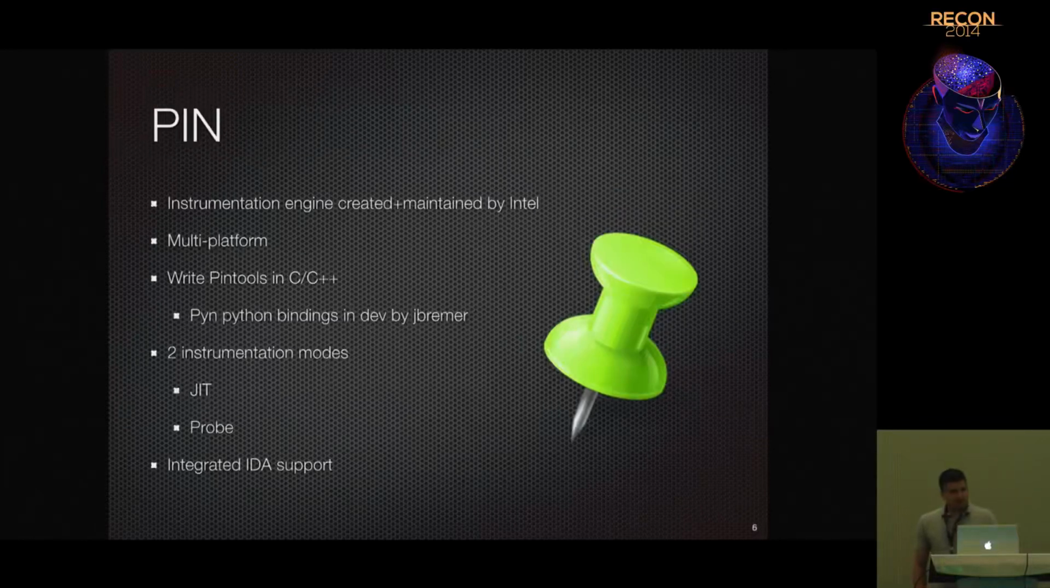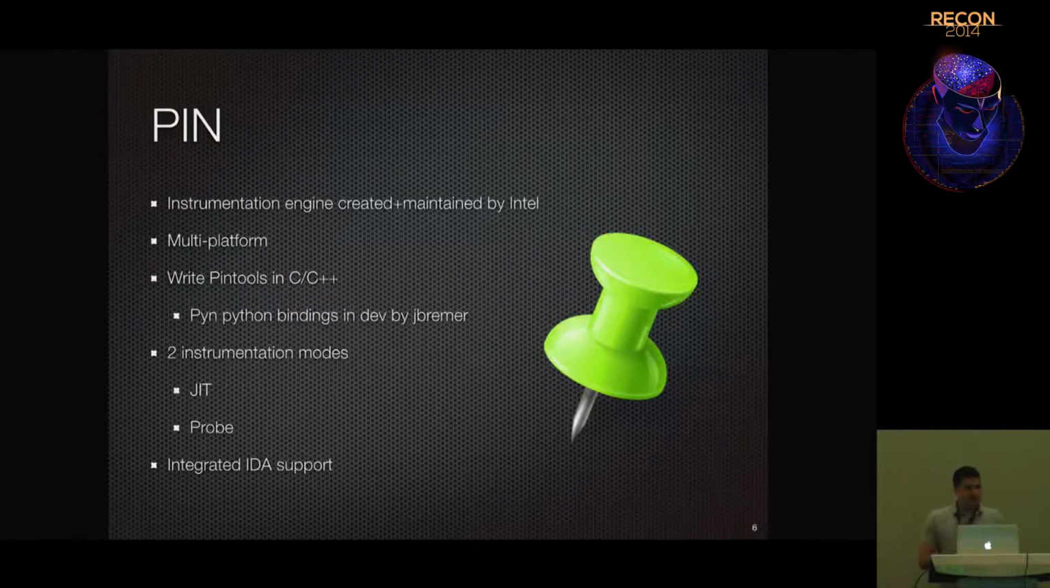So Pin is the instrumentation engine created by Intel. It has Linux, OS X, and Windows versions. You write pin tools in C and C++. Going to butcher his name, Jurriaan Bosman, who gave a talk here last year on Cuckoo Sandbox, is the developer of that. He's developing a set of pin bindings called Pin with a Y that he has up on his GitHub account, where he's attempting to expose the whole Pin API into Python.